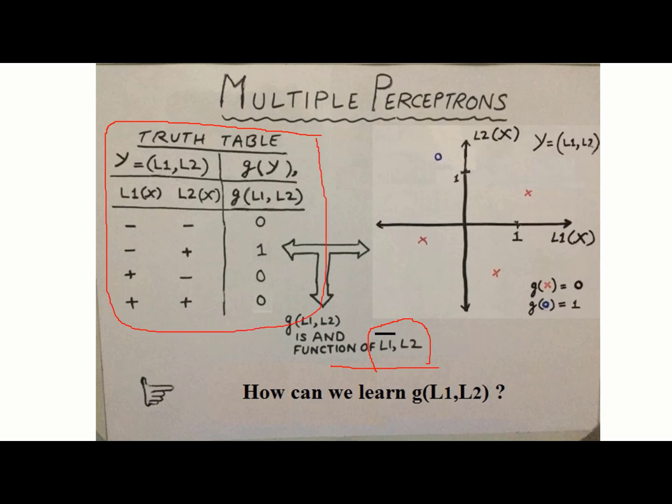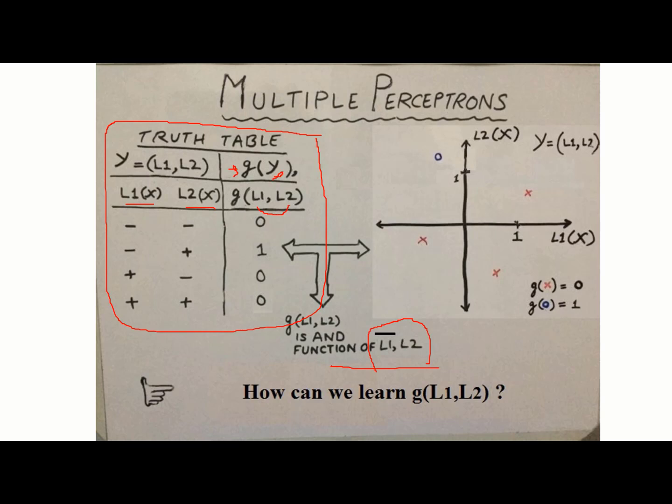So the input of this truth table is L1 of x and L2 of x, and it is not 0 and 1, rather we are going to use plus and minus as shown here. So the input will be plus or minus, still binary in that sense. And we are going to define a function g of y. So y is representing our new data point, which is L1, L2.